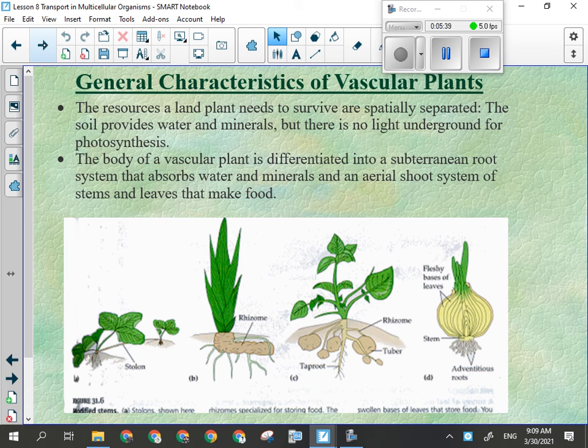All right, so the body of a vascular plant is differentiated into a subterranean root system, so underground roots, okay, that absorbs water and minerals, and a shoot system, okay, that consists of leaves and a stem that can transport materials and carry out photosynthesis. All right, so some examples, because there's lots of different ways that plants have evolved to do this. Okay, some examples are these.